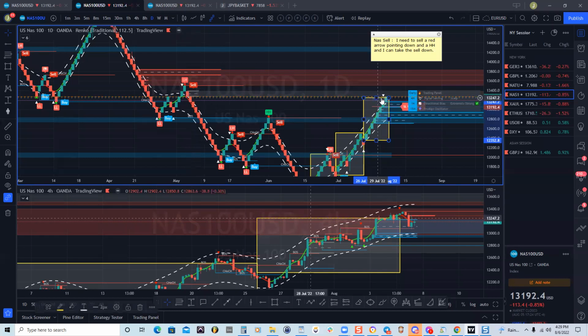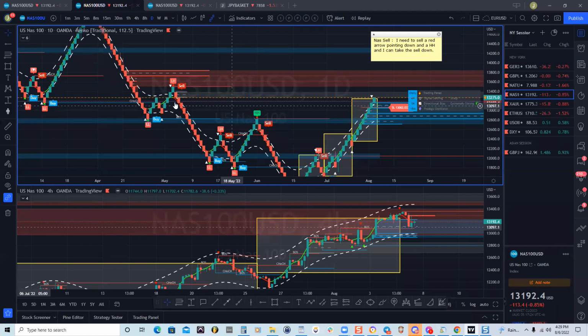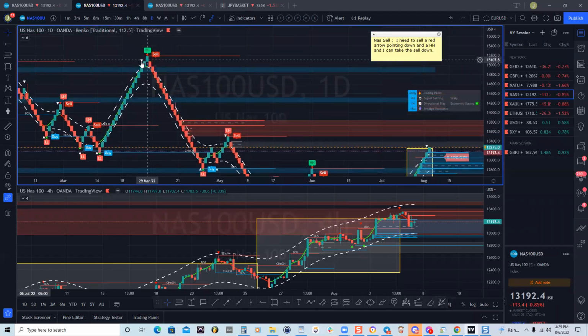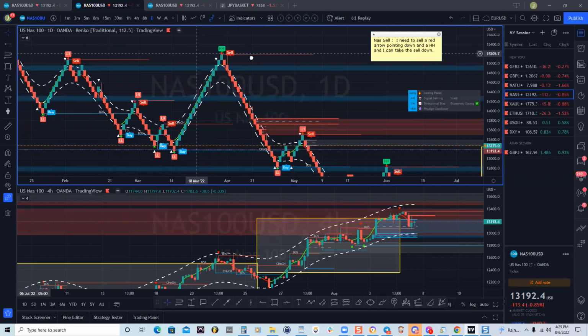We've got a white arrow pointing down. That's A. I've got B. I'm waiting for a red arrow. I haven't got that yet. I don't know when it's gonna come. And then I'm gonna get a higher high. Just like up here, the same setup, right? White, red, higher high.